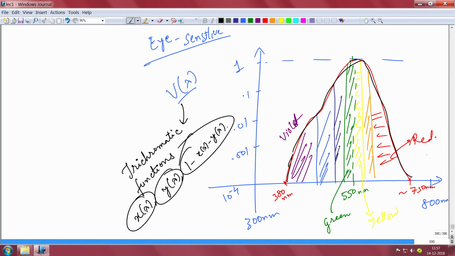The science of color is called colorimetry.